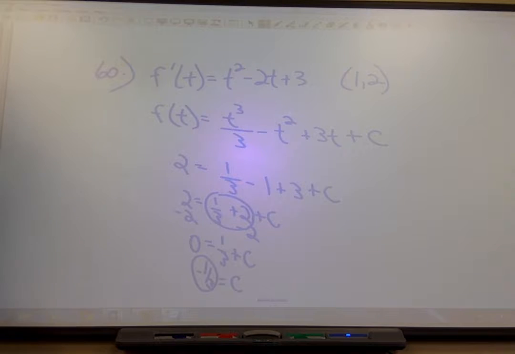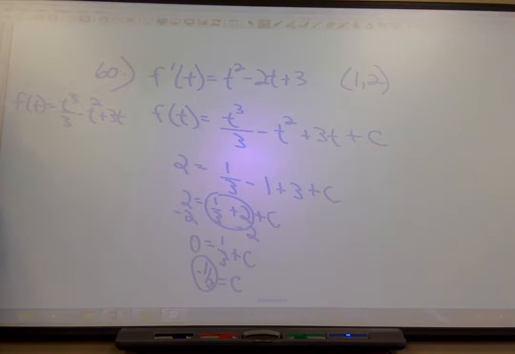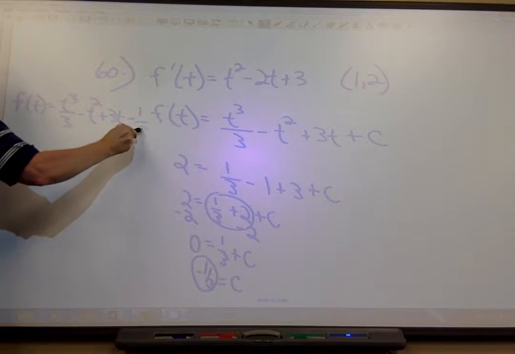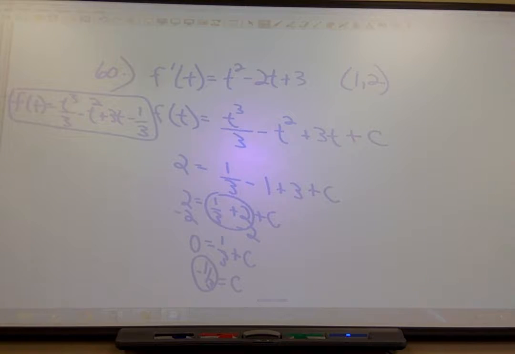Okay. So my f of t would be t cubed over 3 minus t squared plus 3t what? Minus 1/3. And that would do it. Okay.